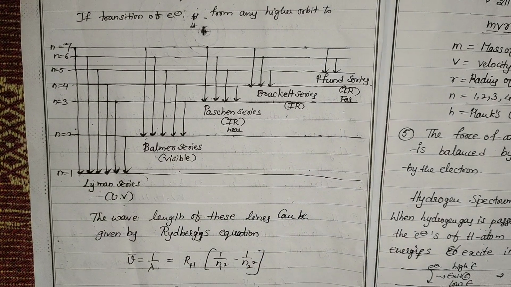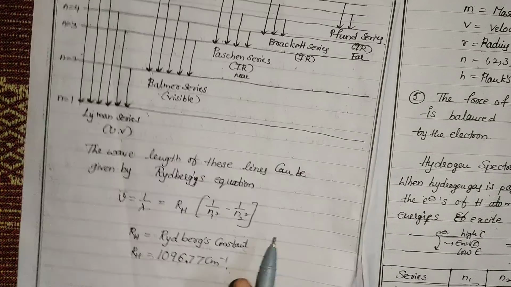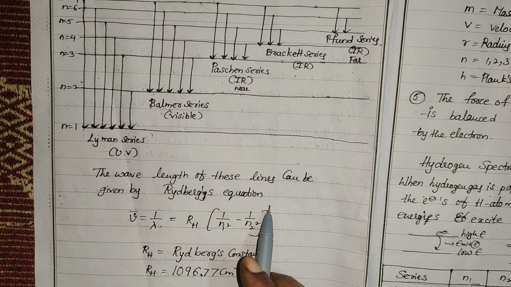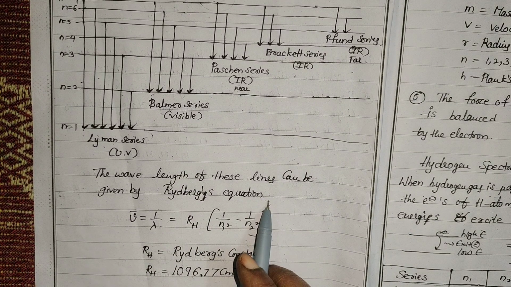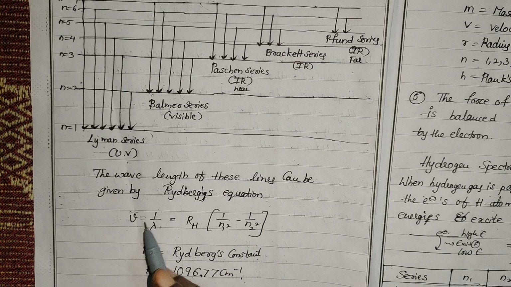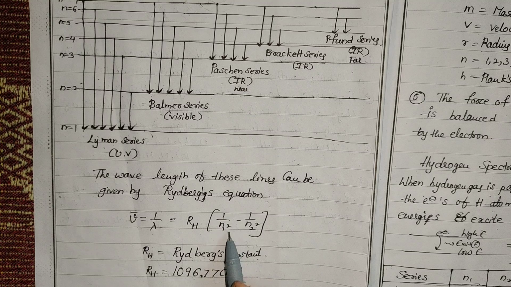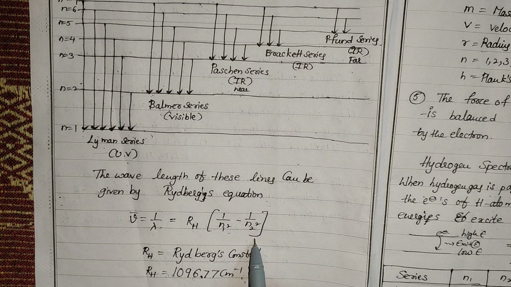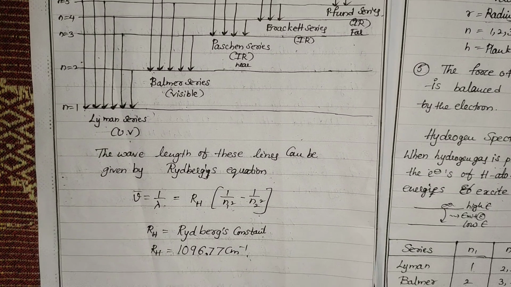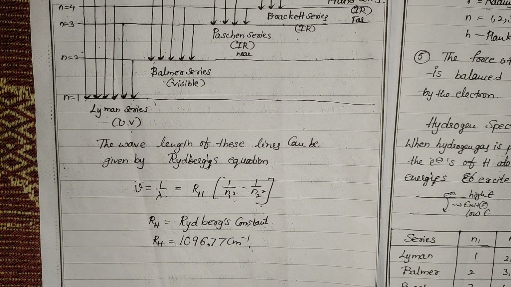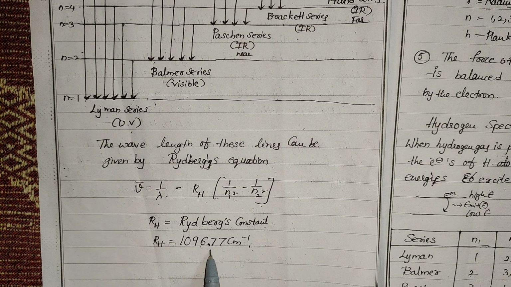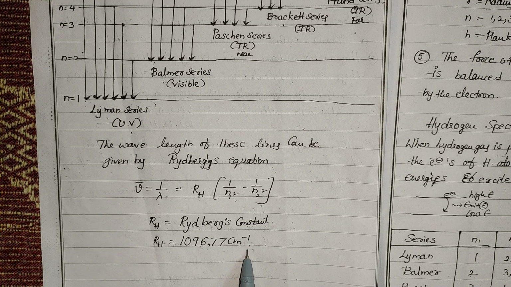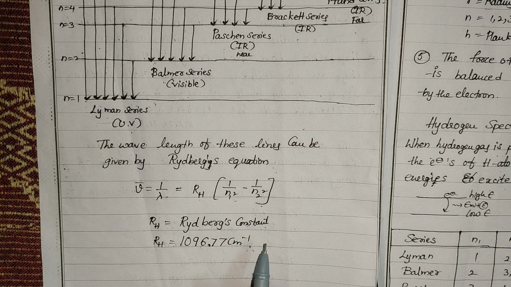Next we have to write the Rydberg equation. Okay, the wavelength of these lines can be given by the Rydberg equation. What are we finding? Wavelength. With the help of which equation? Rydberg equation. Nu bar equals 1 by lambda equals RH into 1 by n1 square minus 1 by n2 square. This is the equation, remember carefully. And RH is nothing but the Rydberg constant. That value is 1,09,677 centimeter inverse.